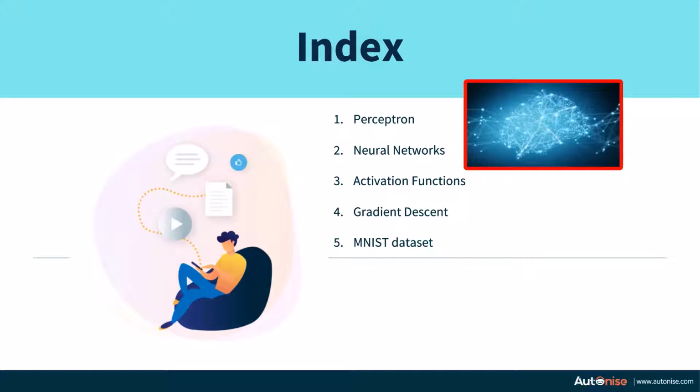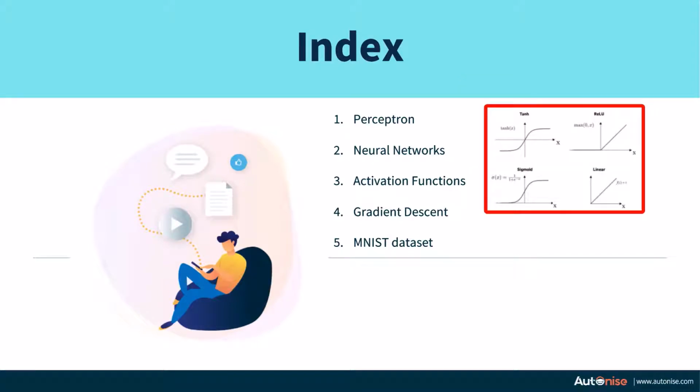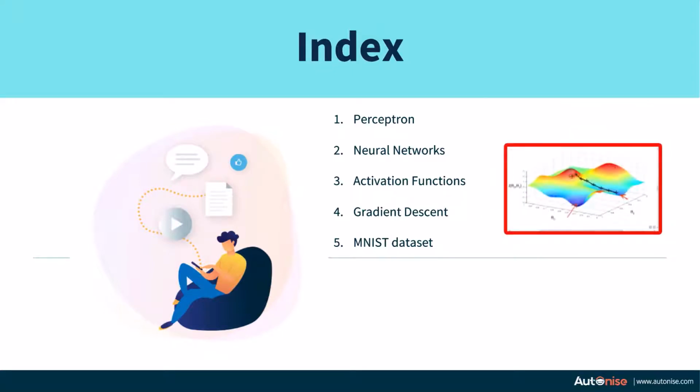Then we'll try to understand various kinds of activation functions or non-linearities which are present in neural networks. Then we'll see how to optimize our neural networks using gradient descent. And finally, we'll see the application on the MNIST dataset.